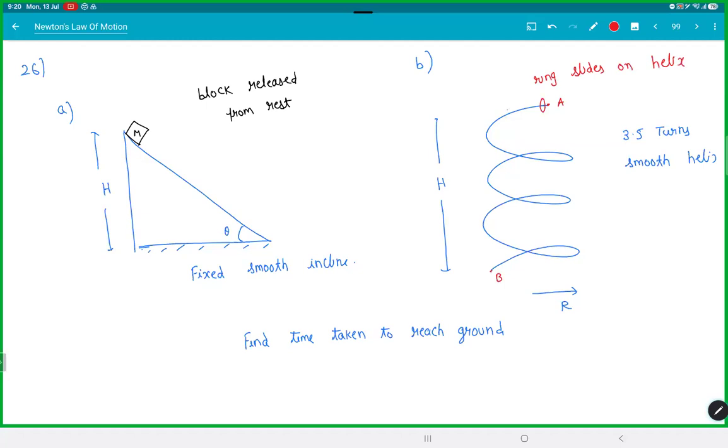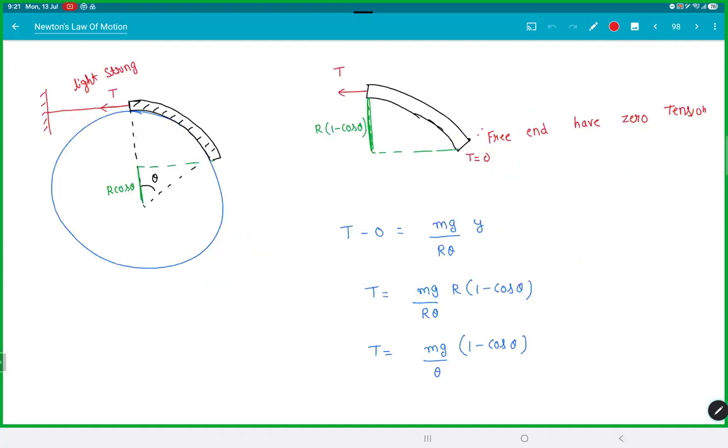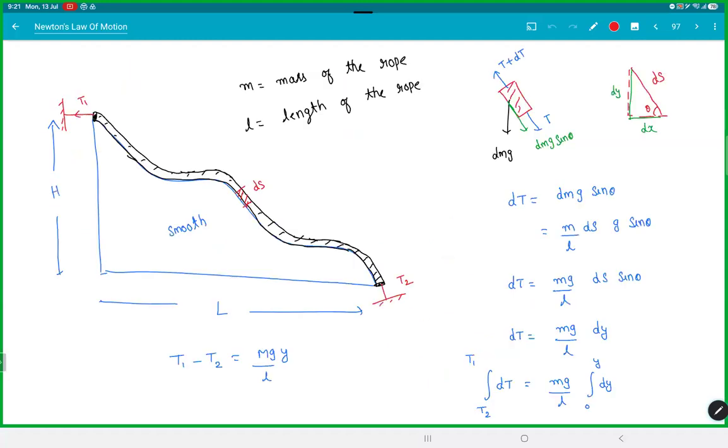So this will slide and finally come down to B. Same thing. Find the time taken to reach the ground. Solution, this one. Yeah. This was a formula, right? T1 minus T2 is mg by L into y.